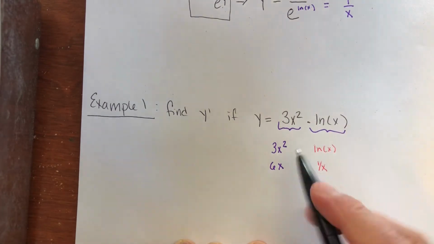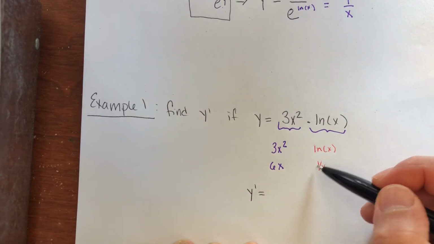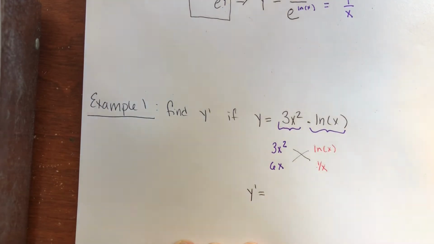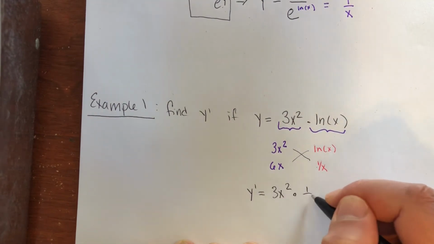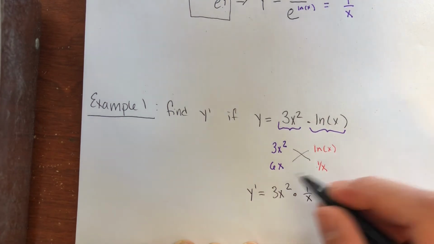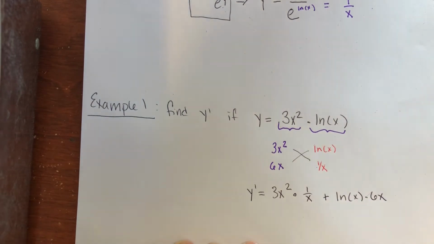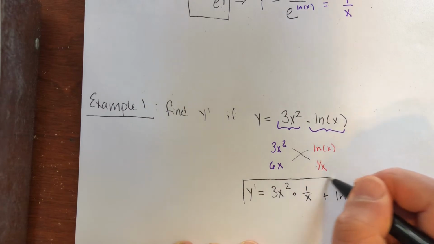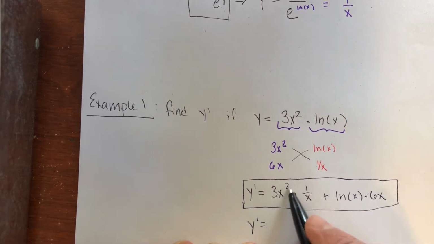But the product rule tells us that the derivative of y then would be g times h prime plus h times g prime, right, this one times this one. So we have 3x squared times 1 over x, that's the g times h prime, plus h times g prime, ln of x times 6x. And it's okay to leave it like this. This is a perfectly good derivative. You could also, if you wanted to, simplify this a little bit. 3x squared times 1 over x would be 3x squared over x.